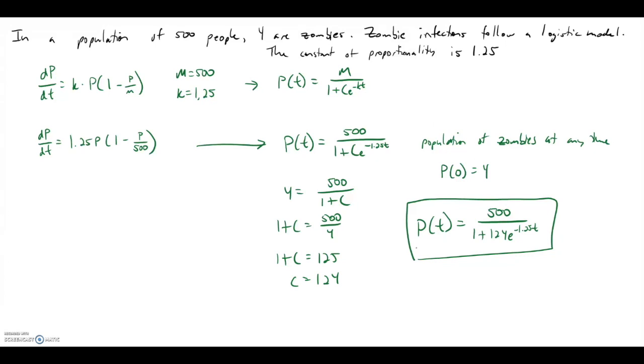And that closes this lesson on the third type of exponential growth or decay model, the logistic growth model.